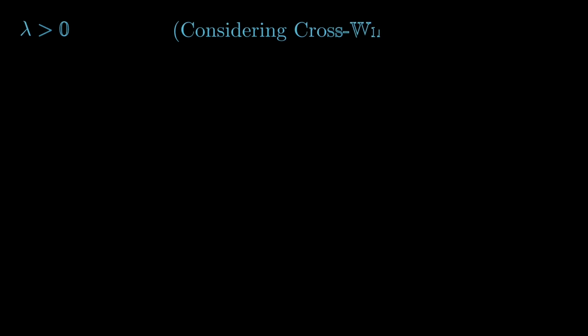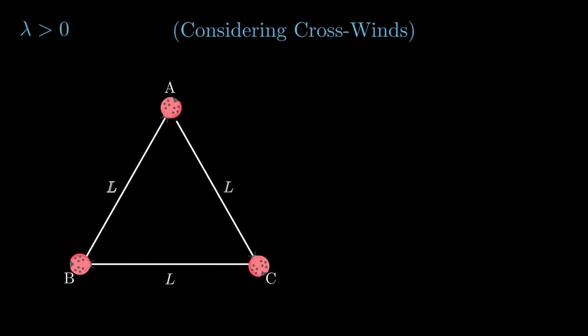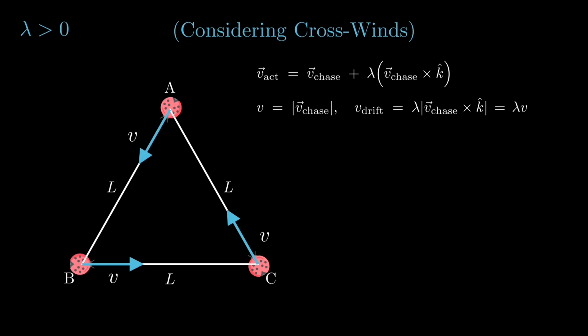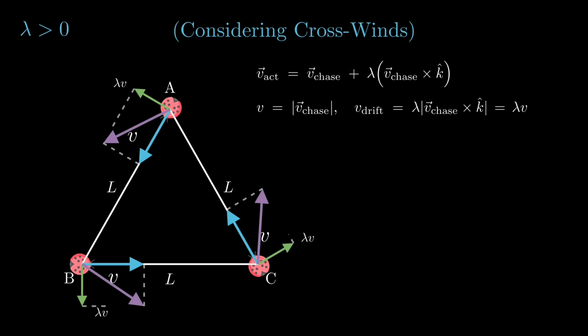Finally, we are ready to solve the actual problem where steady crosswinds are present, that is when lambda is greater than 0. As noted in the problem, the actual velocity is given as the sum of two parts, the chase velocity, which we are already familiar with, and the drift velocity proportional to the cross product of that with k hat. What the latter essentially does is rotate the velocity vector by 90 degrees clockwise and scale it by lambda, so the bug gets deflected sideways instead of heading straight towards its target. And this sideways drift increases as lambda increases.